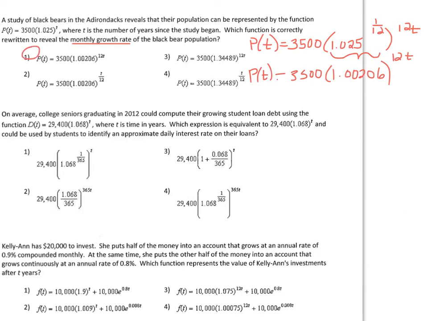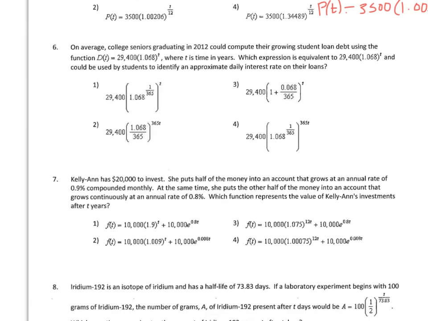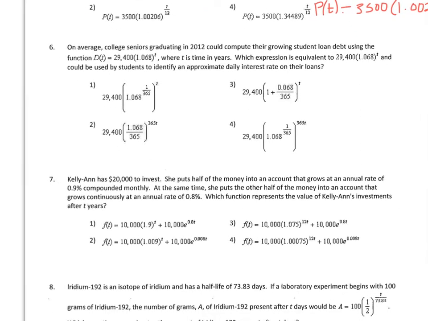Okay, the next one, number 6, is very similar. They give us a function, d of t, and they want us to take this function and rewrite it in terms of daily interest rate. Okay, so basically all we're going to do is take the number of days in a year and put it in front of this t. So we'd have to have a 365t. So it'd have to be choice 2 or choice 4. Okay, these two are out.